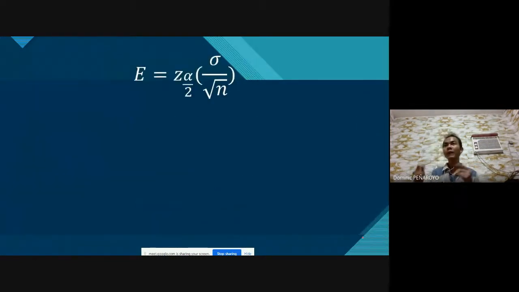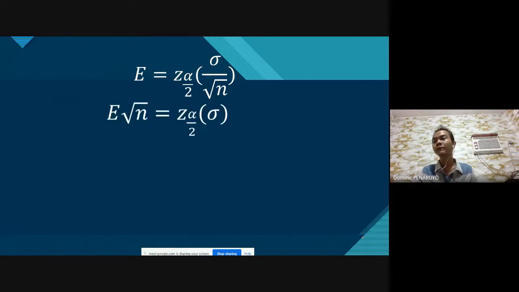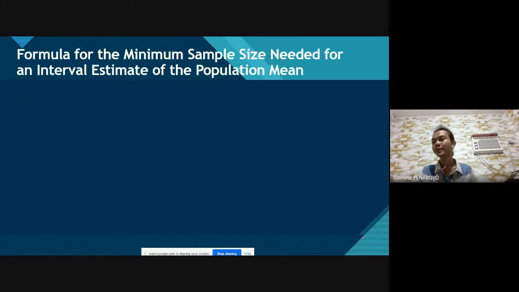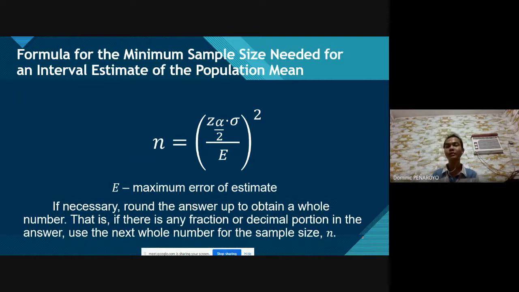Now, paano natin makukuha or masasolve yung sample size? Actually, nag-derive siya dito sa formula natin for the margin of error. Okay? So ito yung formula natin for the margin of error. So, performing some algebraic manipulation, ito na yung naging formula natin for the sample size. So, that would be the quantity Z alpha over 2 times sigma over E, squared. Okay, don't forget the squared, ha?